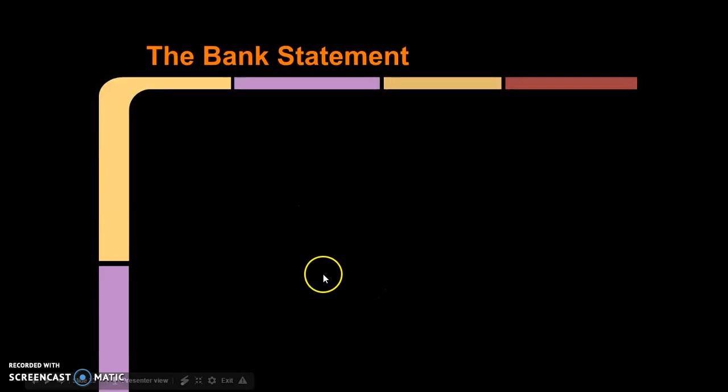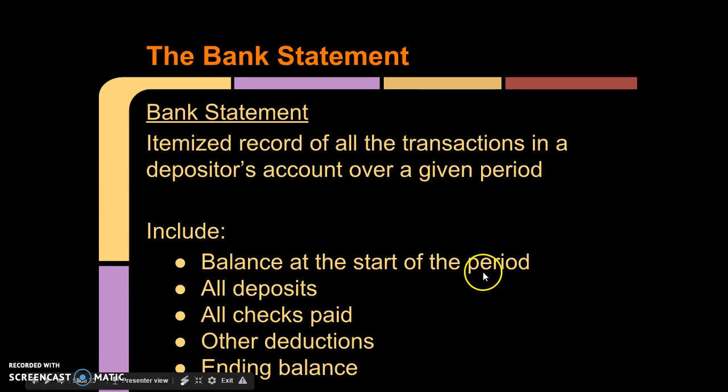The bank statement. The bank statement is a record of the transactions that took place within the cash account over the course of the month. It is an itemized record of all the transactions over a given period. It's going to include the balance at the start of the period, all deposits and checks, all other deductions, and also the ending balance on that particular account.